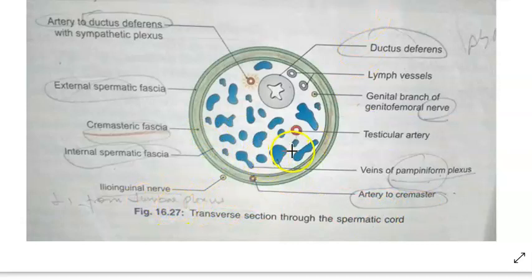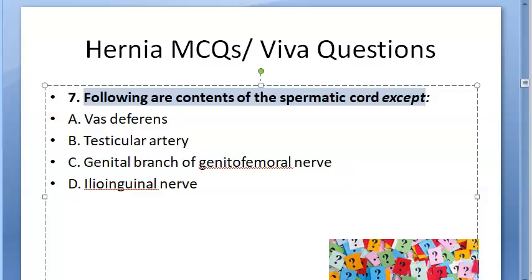So let's leave all that. Then what are these in the blue? These are veins of the pampiniform plexus. Okay, guys, are you focusing? There are some blue things, there are some red things, and there are some yellow nerves. Here you have some lymph. Then you have the ductus deferens. Okay, outside it, what is there? Let's not bother much. Now let us see if we can answer the question.